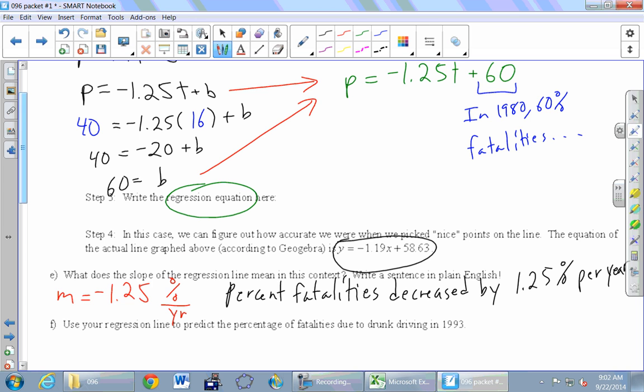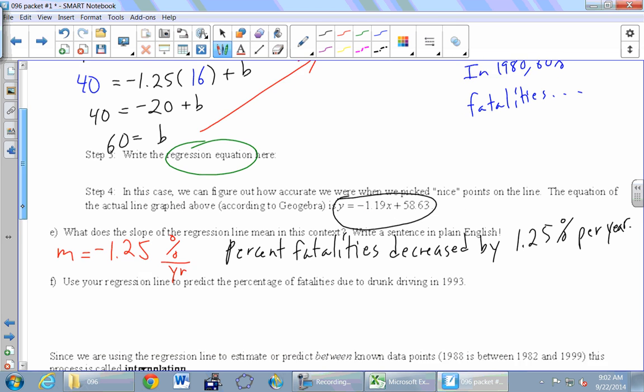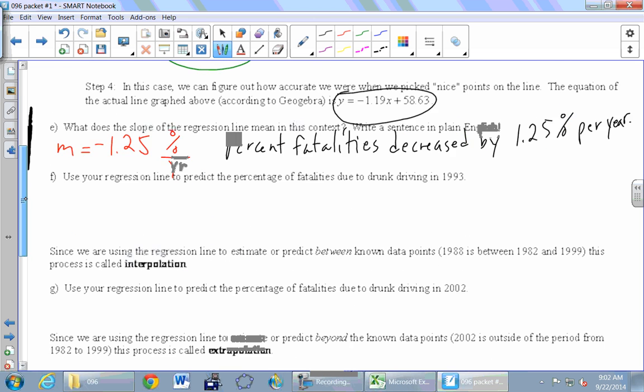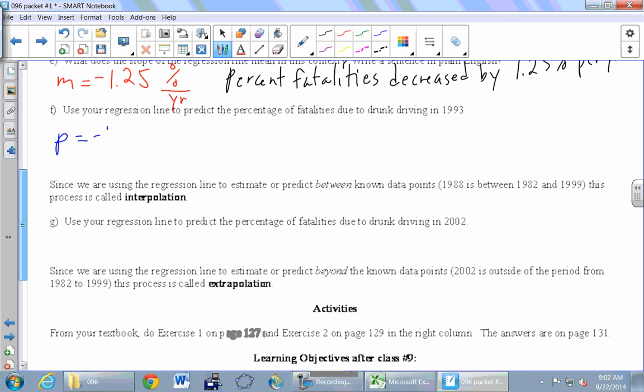Okay, let's try this. Did we answer this problem already? How did we answer this problem on the previous page, 1993? We estimated from the graph. We put a dot on the line at 1993, and then we went straight to the left and we estimated. What was our answer? 43%. Okay, so now what we're going to do is use our equation to try to answer that same problem. So again, the equation, I'll copy it from up here, but the equation is P equals negative 1.25 T plus 60.